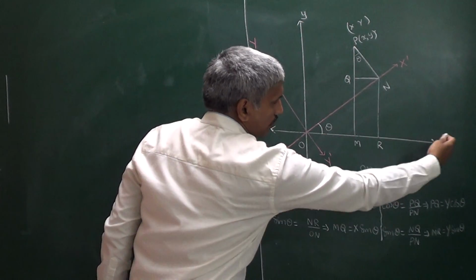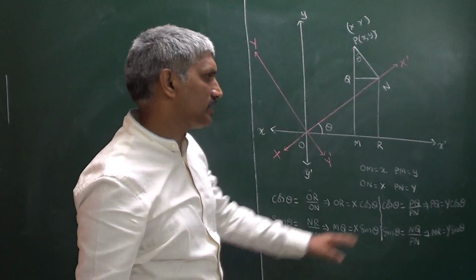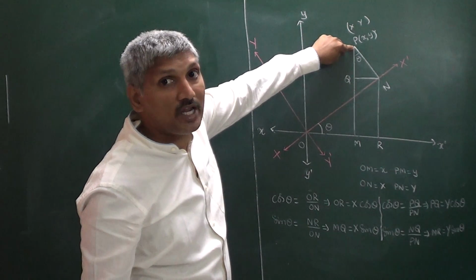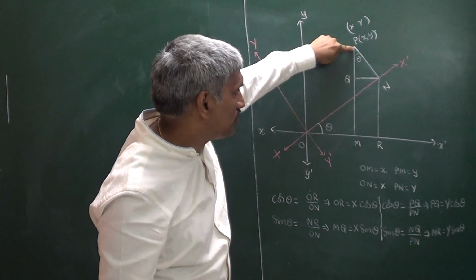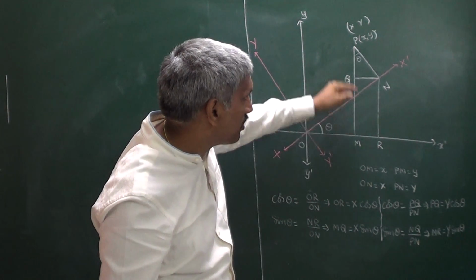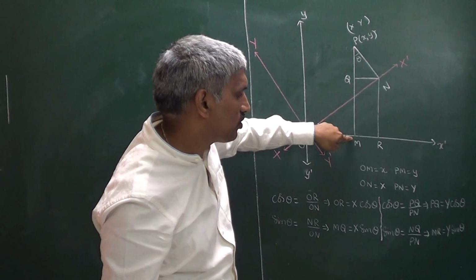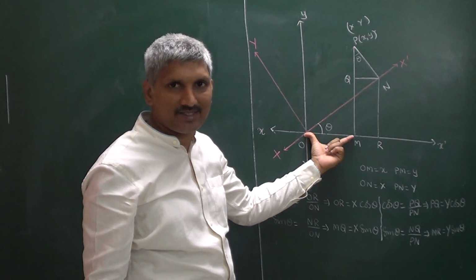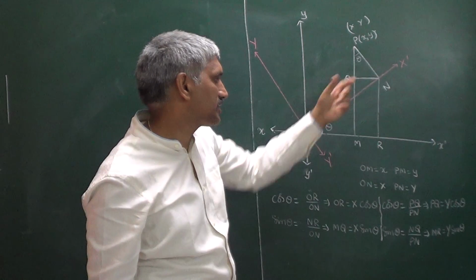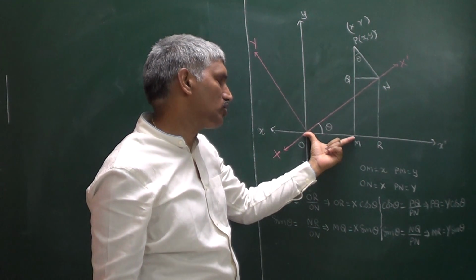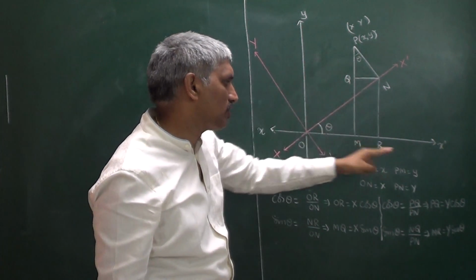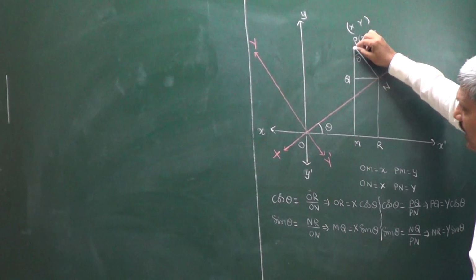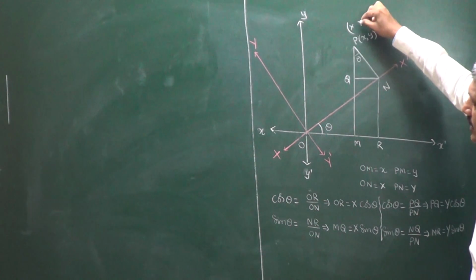Now this is the original x-axis and original y-axis. With respect to the original axes, the position of this point is small x and small y. That means this height PM is equal to small y, and at the same time OM is equal to small x. Because the point is P(x, y), this length is equal to x and this PM height is equal to y. Now with respect to the new axes, the same point's position is capital X, capital Y.